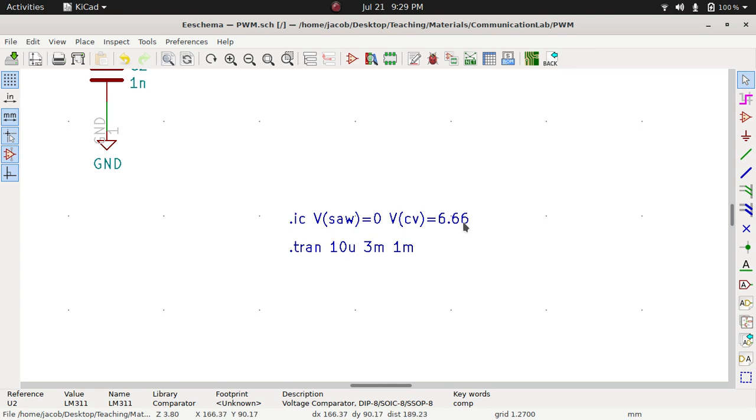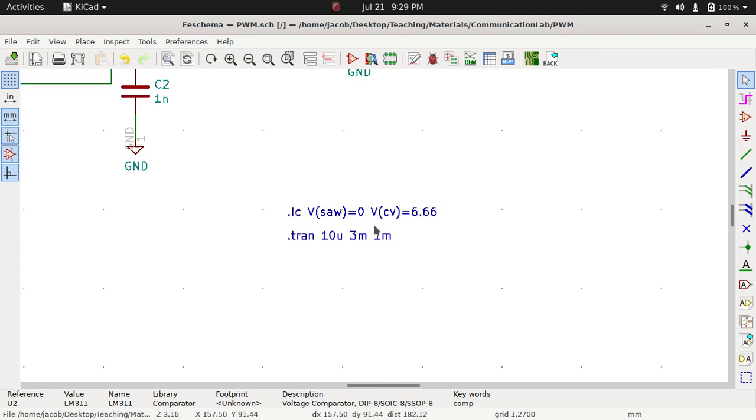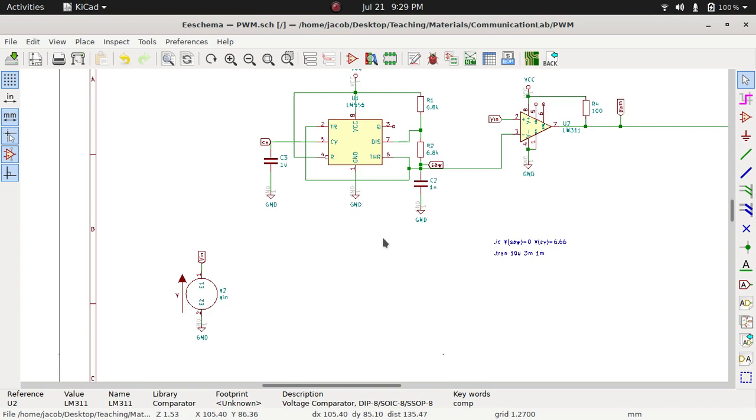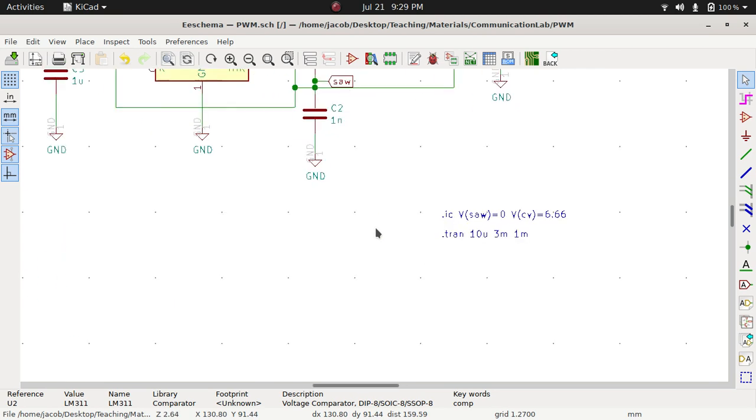It takes some time to compute, say, 3 milliseconds' worth of simulation data. So within that 3 millisecond time, you may not observe the circuit settling into the steady state if you don't provide the initial conditions correctly. So I am setting these two nodes.